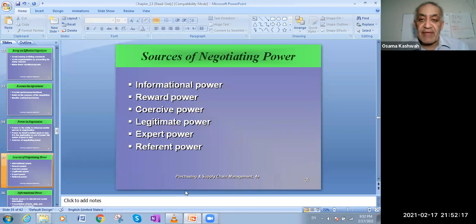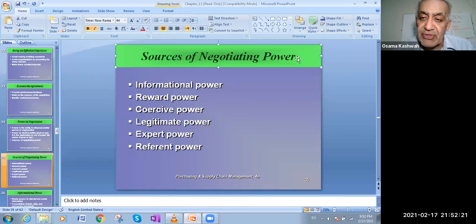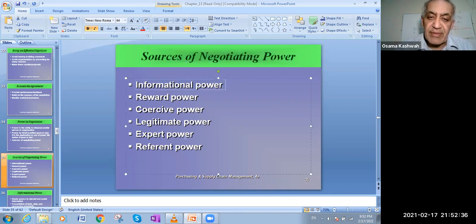On 35, sources of negotiation power. Here we will come now to what I was talking about. Sometimes when you negotiate, you have a power behind you. It's unseen power, but everyone will take it into consideration. Like what? Informational power. You have reward power, that you will reward the person who will do this for you.